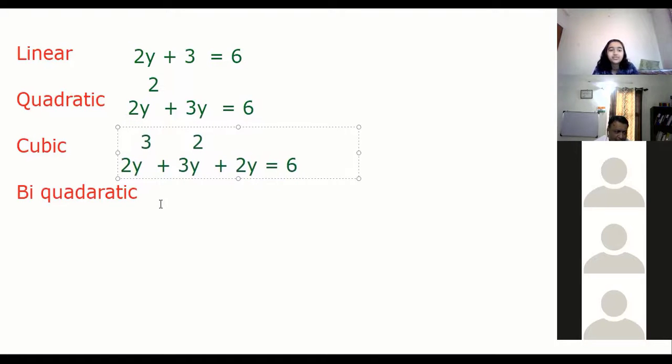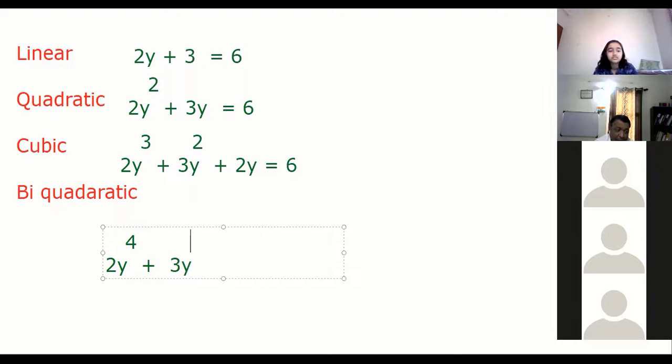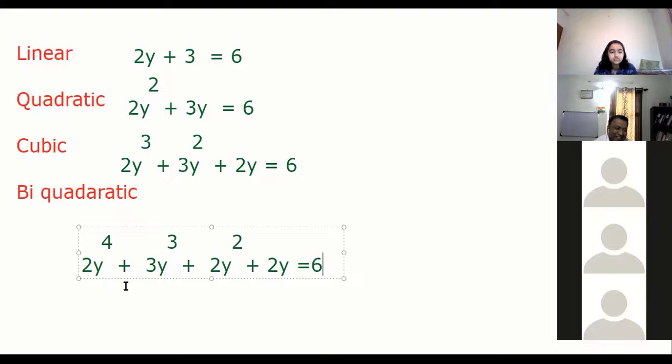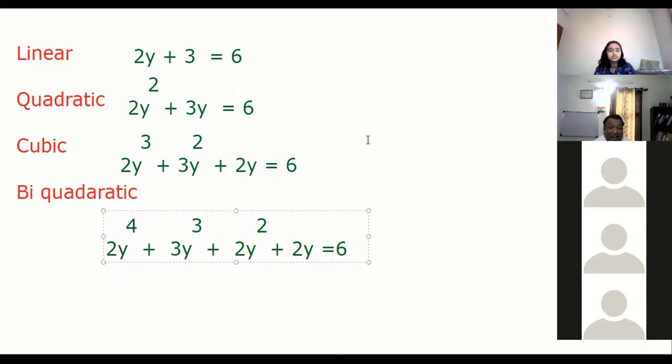2y raised to 4 plus 3y raised to 3 plus 2y raised to 3 plus 2y raised to 2 plus 2y equal to 6. Correct. And guys, we just took some random example, because I want to tell you two very important things. Randomly I had taken 6, you all have taken 6. Now listen, understand conceptually what this means.